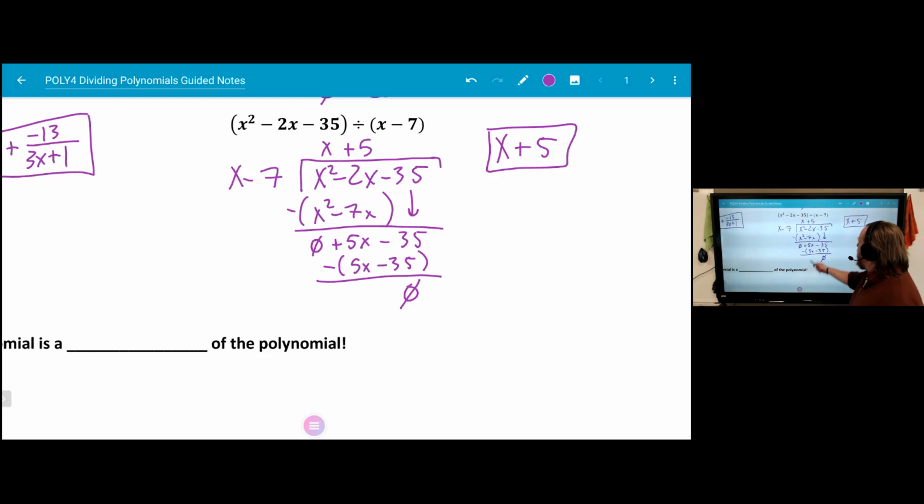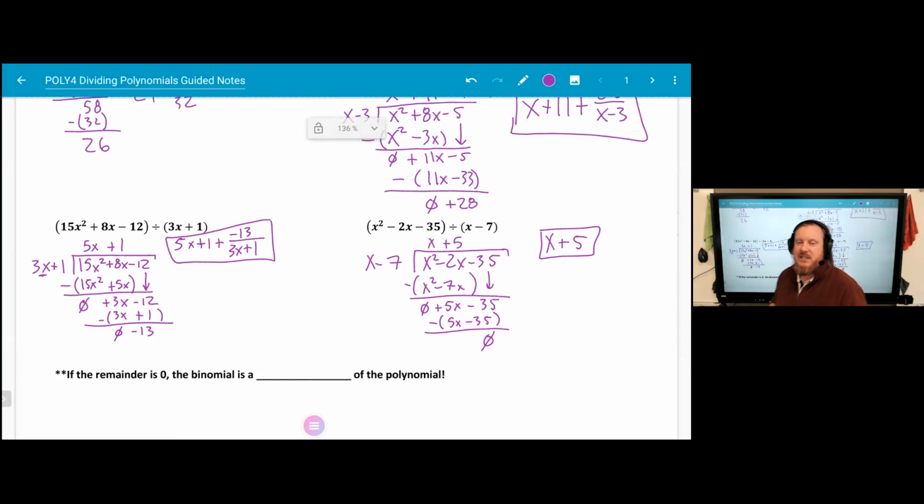Okay. So if I multiplied x minus 7 times x plus 5, I would get that. We're just doing kind of the same things. It's just weird to see it in this stage, but that's okay. Something else that's interesting here, none of the others had this, but we had a remainder of 0.